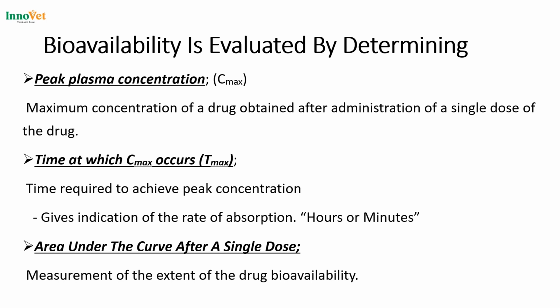So if you know the total time and you know the peak plasma concentration, you can mathematically determine how much of the drug has been absorbed for a given minute or for a given hours or seconds. And usually this Tmax is given in hours or in minutes. Then the third factor is that we need to determine the area under the curve after a single dose. So this area under the curve is simply a measurement of the extent of the drug bioavailability.